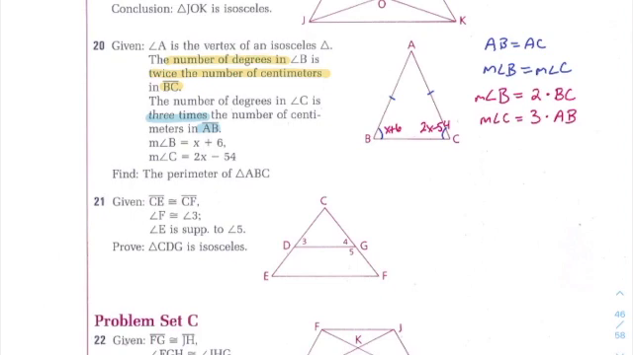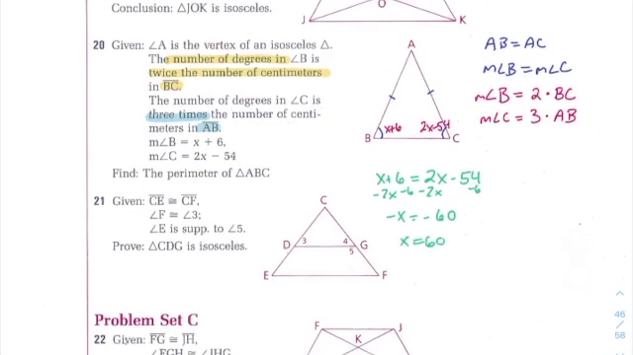So working here, that makes x plus 6 equal to 2x minus 54. So let's do some solving here. That makes negative x equal to negative 60. And flip those signs, x is equal to 60. Okay, so here's the thing. Now let's see how this is helpful.